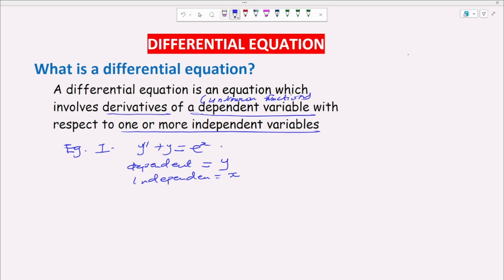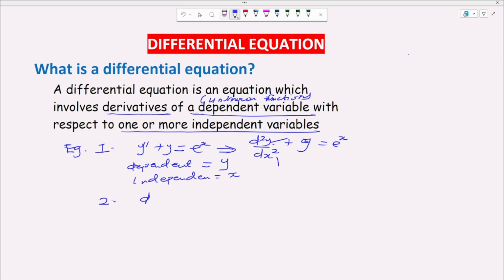Now if you don't know how to get that, you can rewrite this one in terms of the variables given to you. So you can write it as d squared y over d x squared plus y equal to e raised to the power x. In that case, we can see that the dependent variable is here and the independent variable is here.